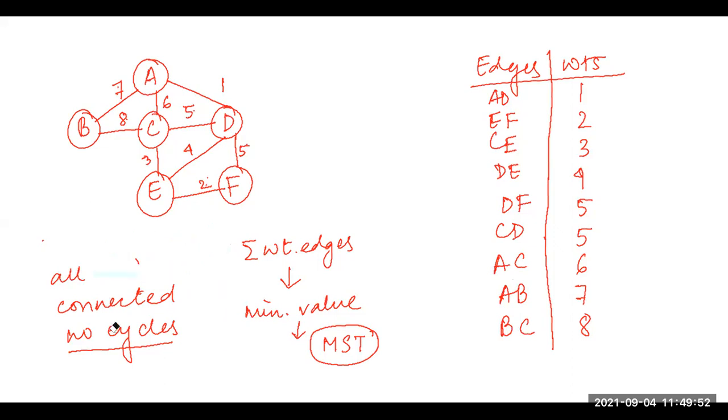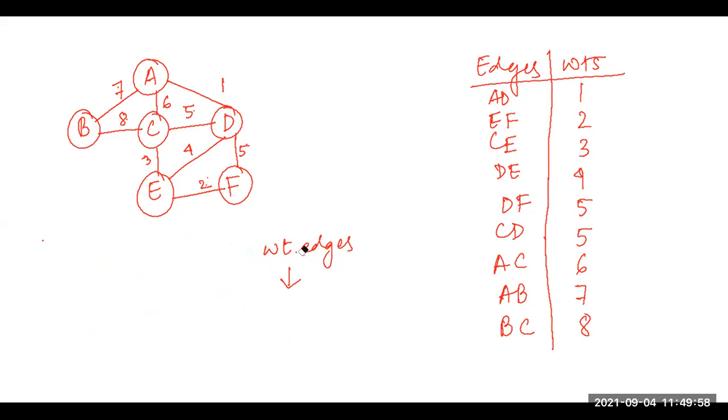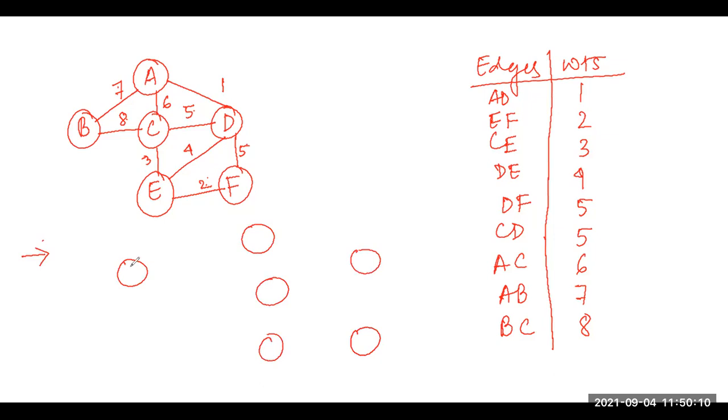I will just erase this part. Okay. So can anyone please say which is the first edge which I should consider? First, how will I build it? First, I will draw all the vertices. Fine. So what is the first edge which I will include? Anyone? AD. AD, since it's 1.